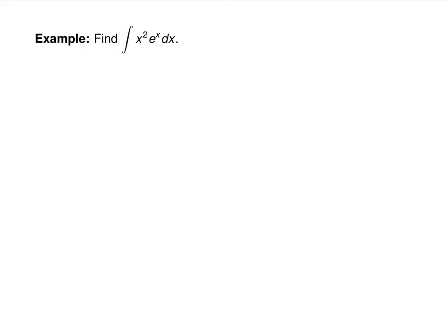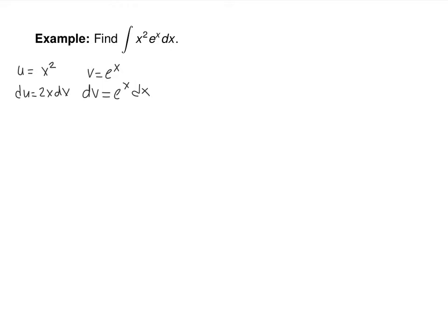So in our first round, like I said in the previous example, we start by choosing u to be the function that sort of goes away as you repeatedly differentiate it. So we're going to let u equal x squared, and we're going to let dv equal e to the x dx. So if u is x squared, du is 2x dx, and if dv is e to the x dx, then v is e to the x.